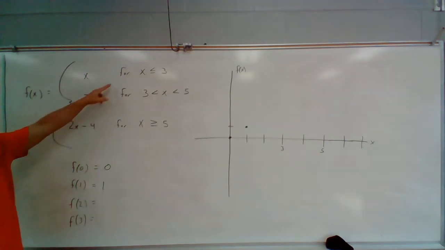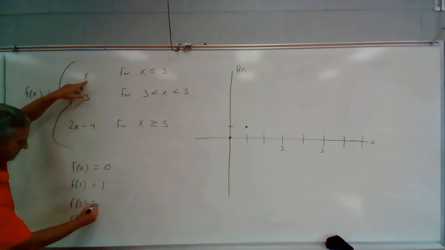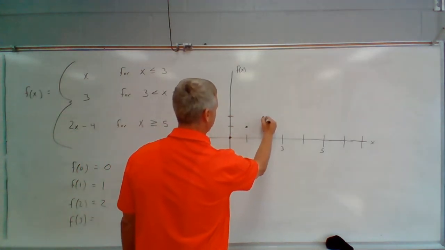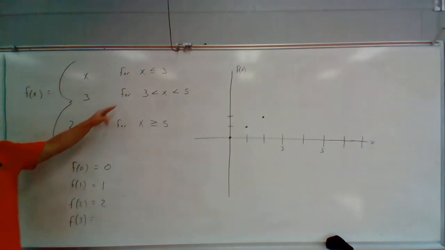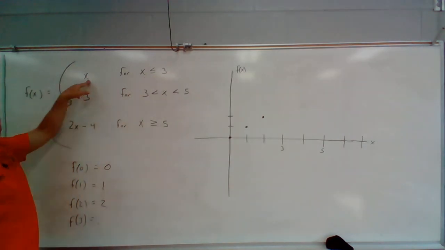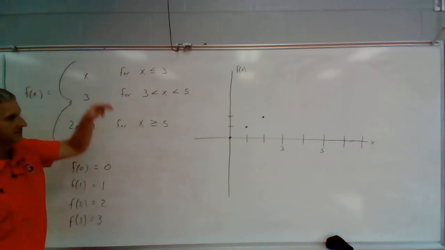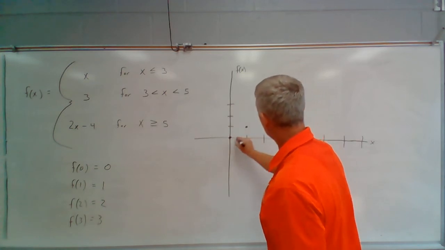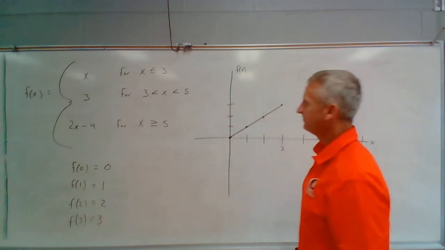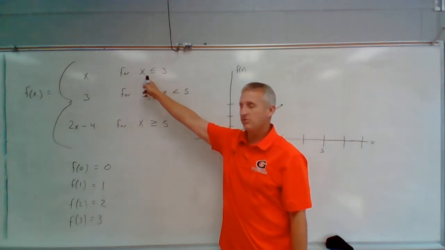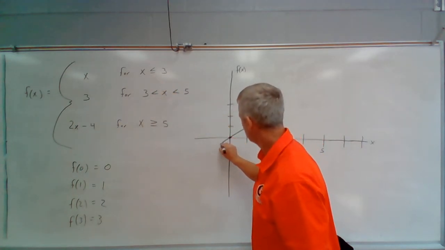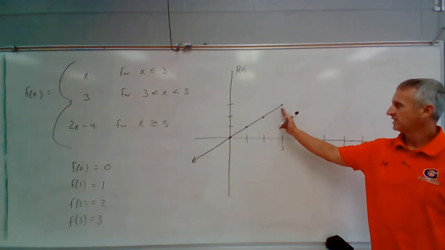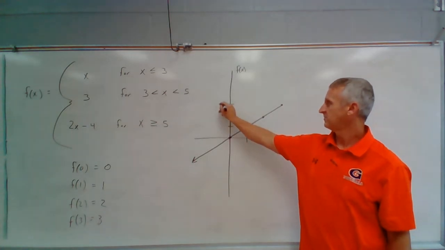If I plug in 2, 2 is less than 3, and I get a 2. So the point 2, 2 is on the graph. If I plug in 3, 3 is equal to 3, so I'm going to use this equation, and I get a 3. I have that line. And I can plug in any x value I want less than 3, so this line should keep going this way forever. But notice it has to stop when I get to 3. It has to stop there.